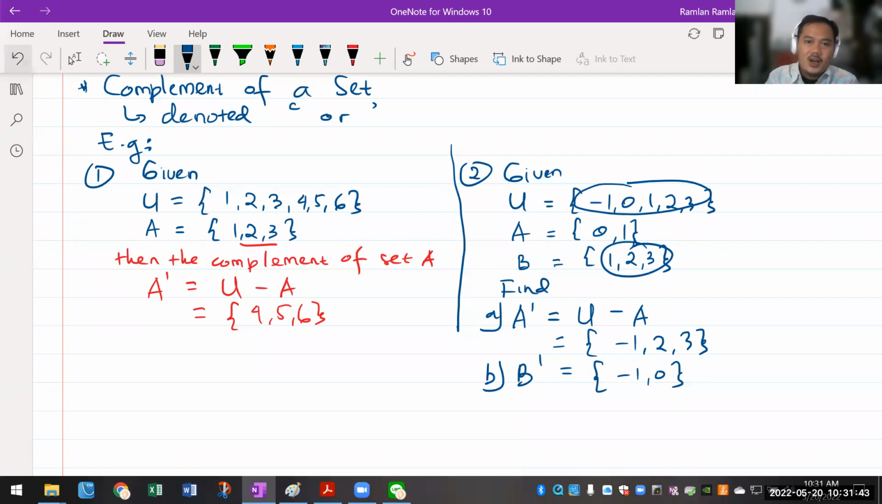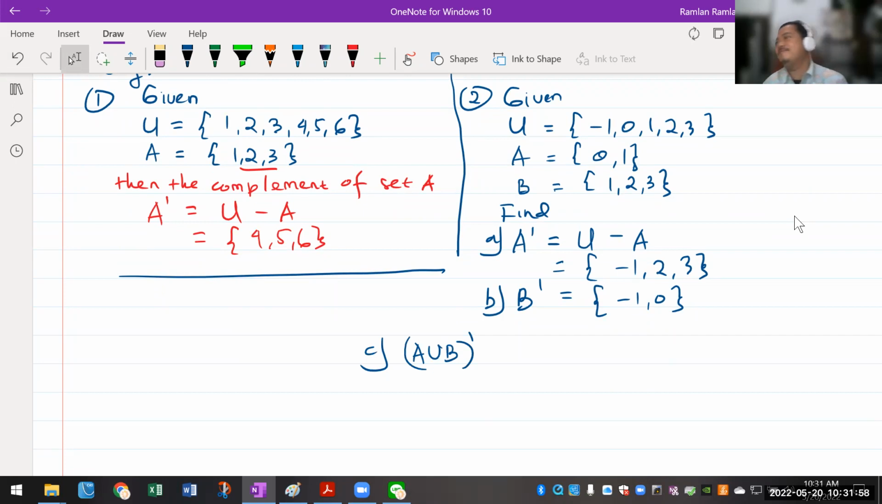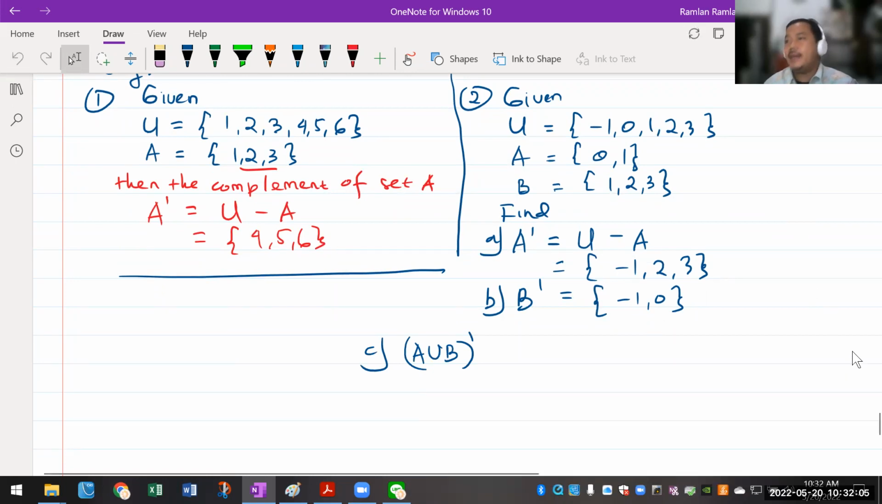Okay, next question. This is going to be more challenging. The next question is going to be, I'm going to write down over here, guys. Find A union B complement. Okay, so for this one, guys, the first thing that you need to do is to find what's the element in A union B. After that, then you find the complement. So for this one, find A union B first.